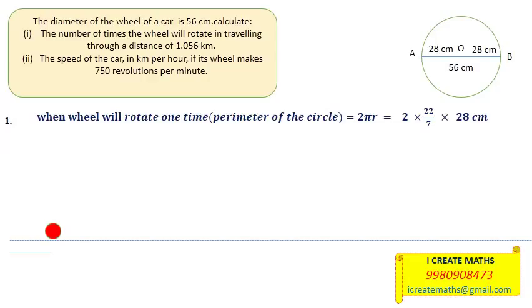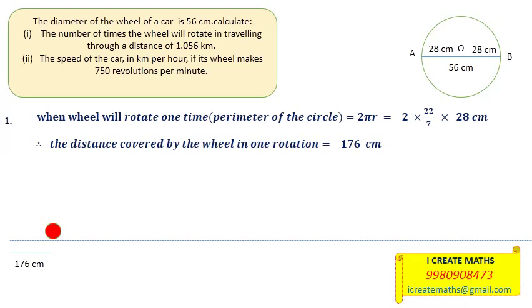So the car can cover 176 centimeter distance in one revolution. The distance covered by the wheel in one rotation is equal to 176 centimeter. Look at the figure. So the wheel has made 176 centimeter in one revolution. Now the road keeps on going, but the wheel has to cover 1.056 kilometer. So obviously it will take more revolutions.